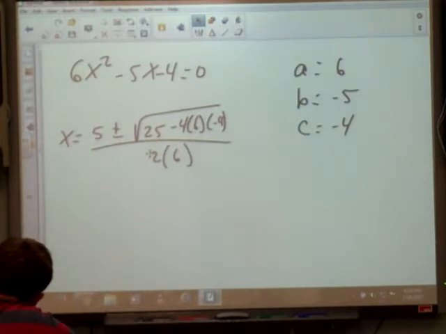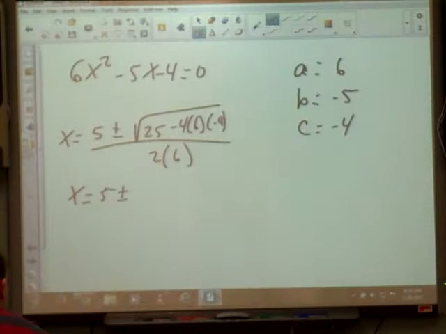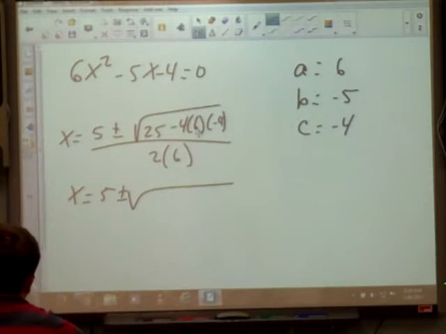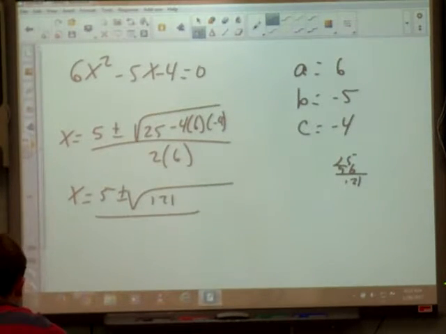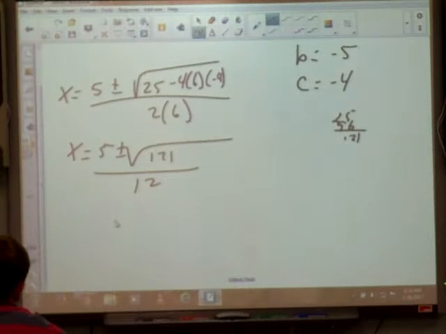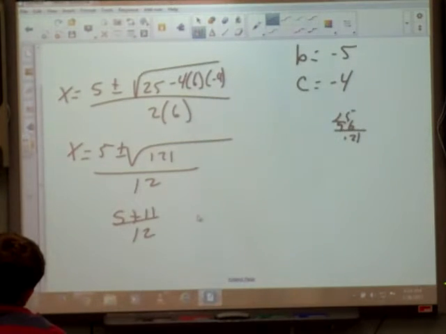Okay, I set it up for you there, so let me simplify underneath my radical. I got x is 5 plus or minus the square root of, 6 times 4 is 24, 24 times 4 is 96. So I've got 25 plus 96, 121 over 12. The square root of 121 is 11. So I have to do 5 plus 11 and divide it by 12, and 5 minus 11 and divide it by 12. 5 plus 11 is 16. 16 over 12, take a 4 out, is 4 thirds. 5 minus 11 is negative 6, and negative 6 over 12 is negative half.